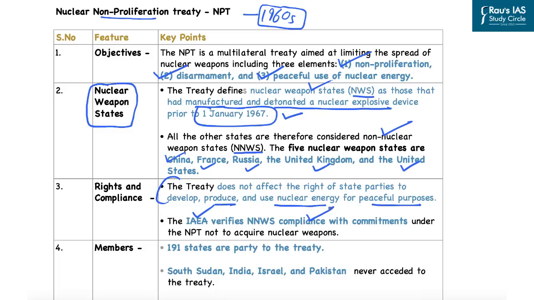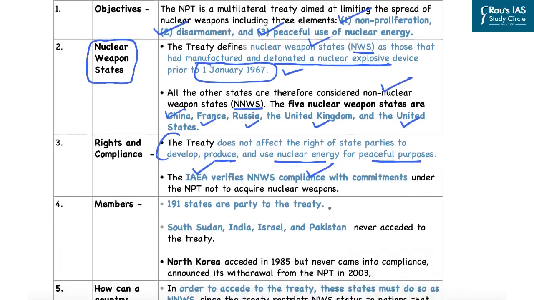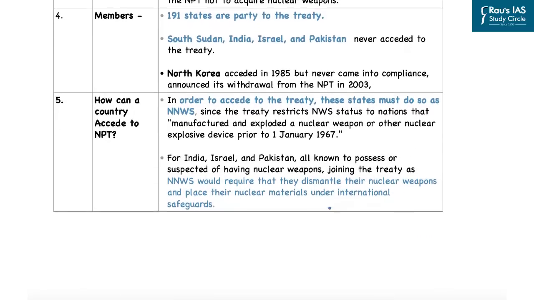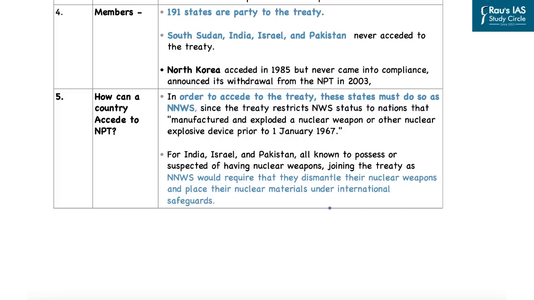in the future. So this brings us to who all are the members of the NPT, and also how can a country become the member of the NPT. So if you look at the membership of the NPT, there are around 191 states that are party to this treaty. However, countries like South Sudan, India, Israel and Pakistan, they have never acceded to this treaty. And if you look at North Korea, it acceded to this treaty in 1985, but it never came into compliance and hence it announced its withdrawal from the NPT treaty in 2003.